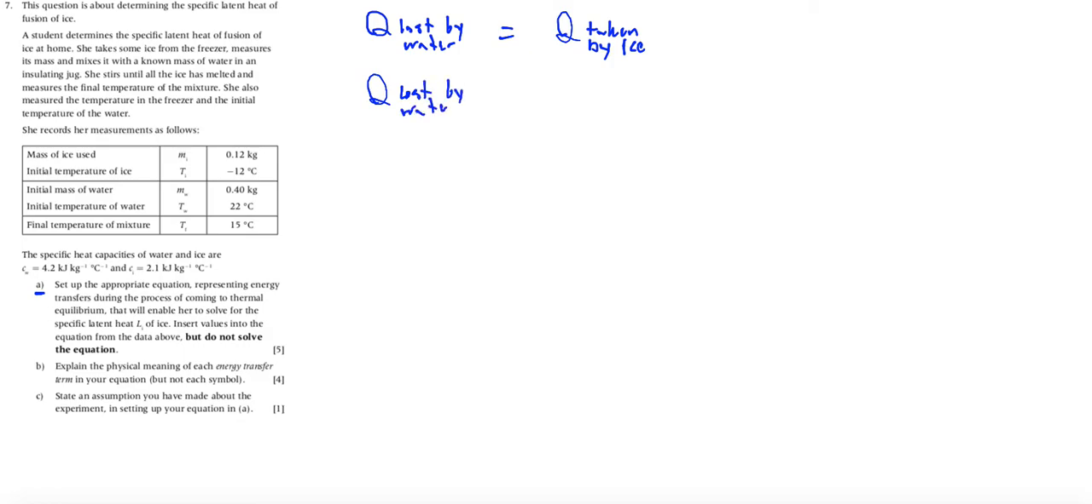First, increasing the temperature of ice, let's name it Q1. Second, melting the ice, Q2. And third, increasing the temperature of water from ice. Okay, so let's use these symbols, and in the next step let's use the data. Okay, so Q lost by water. Do we have the amount of water in the jug? Initial mass of water, yes, it's here.